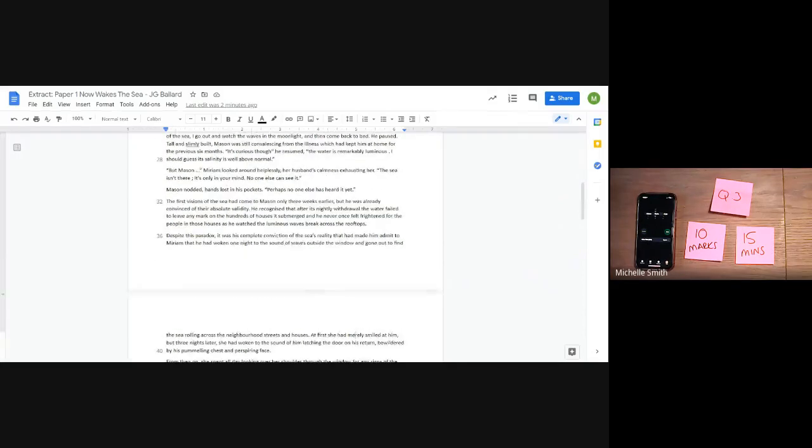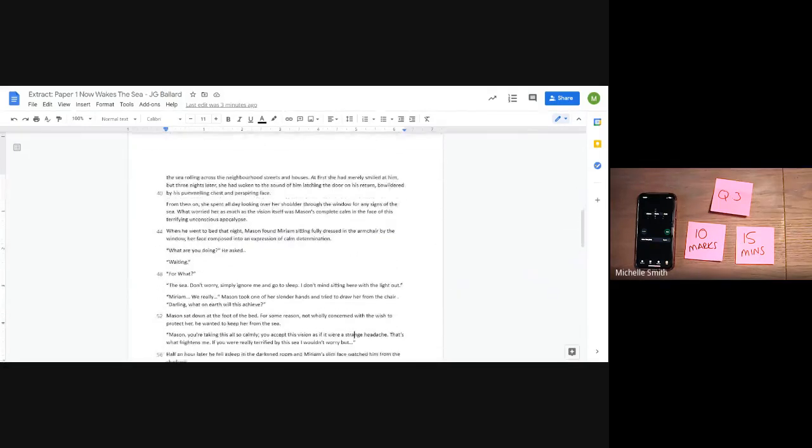The first visions of the sea had come to Mason only 3 weeks earlier, but he was already convinced of their absolute validity. He recognized that after its nightly withdrawal, the water failed to leave any mark on the hundreds of houses it submerged, and he never once felt frightened for the people in those houses as he watched the luminous waves break across the rooftops. Despite this paradox, it was his complete conviction of the sea's reality, and that had made him admit to Miriam that he had woken one night to the sound of waves outside the window and gone out to find the sea rolling across the neighborhood streets and houses.